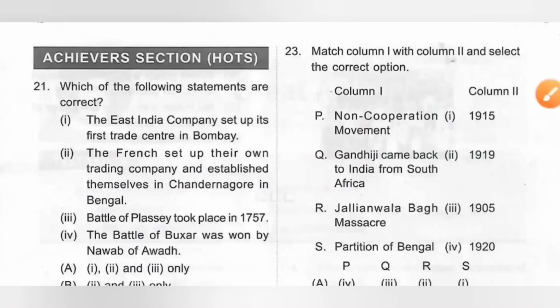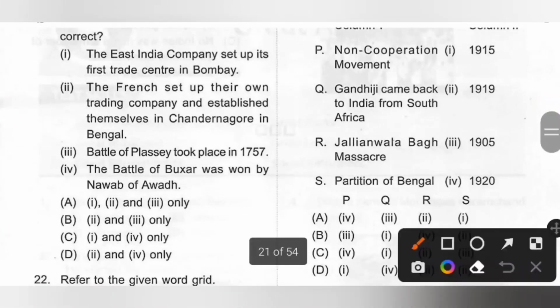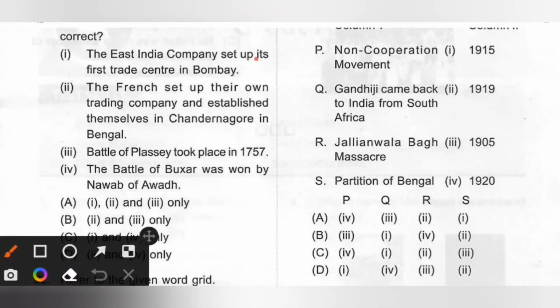23rd. Match column 1 with column 2 and select the correct option. So P, non-cooperation movement. We know non-cooperation movement started in 1920. So P4. So option either A or C will be correct. Next, Gandhiji came back to India from South Africa. That is in 1915. So Q1. So option C is the correct answer. Next, Jallianwalabagh massacre. That is in 1919. So R2. Then partition of Bengal in 1905. So S3. So P4, Q1, R2, S3. So option C is the correct answer.